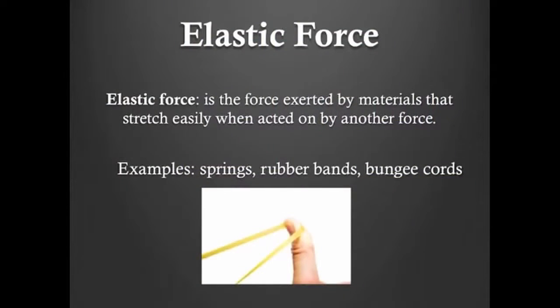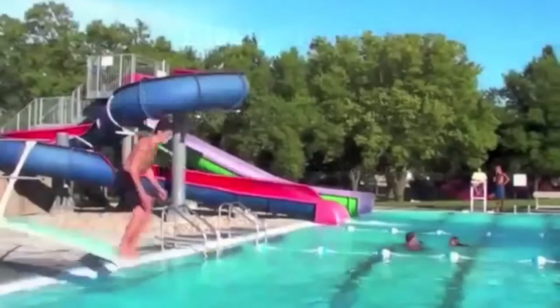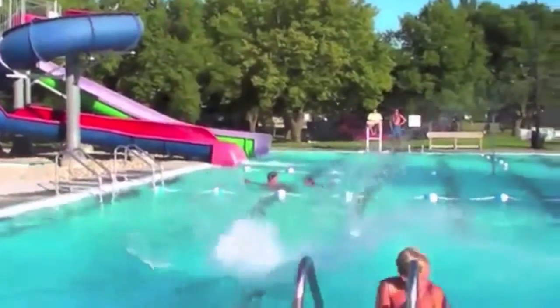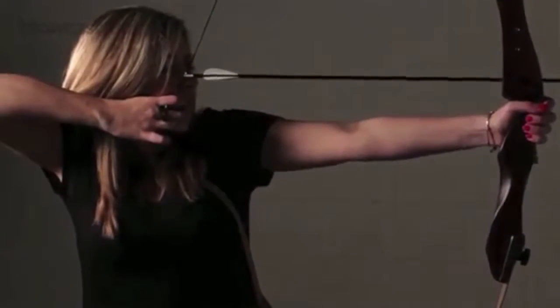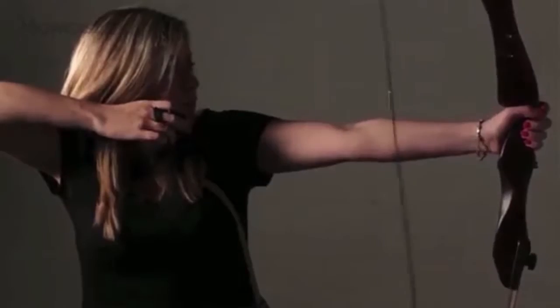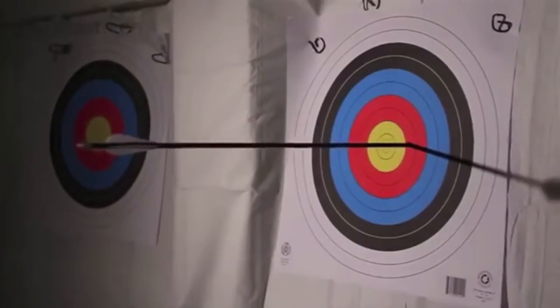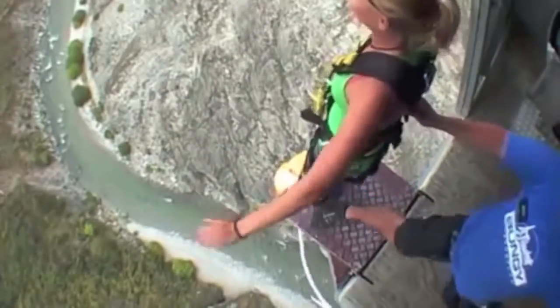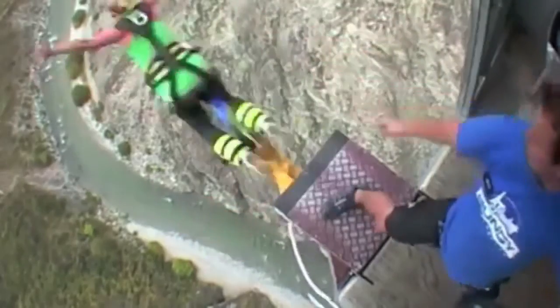Elastic force is the force exerted by materials that stretch easily when acted upon by another force. Some examples are the diving board, shooting a bow and arrow to push the arrow forward towards its target. Some of you someday may be crazy enough to go bungee jumping. These are all examples of elastic forces.